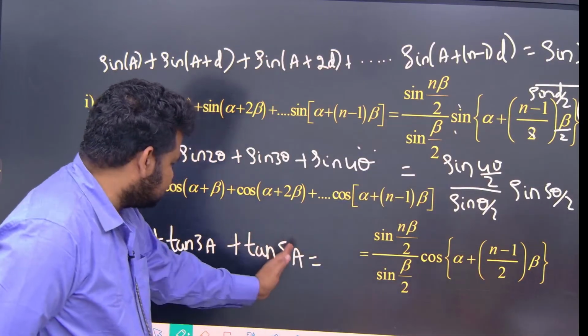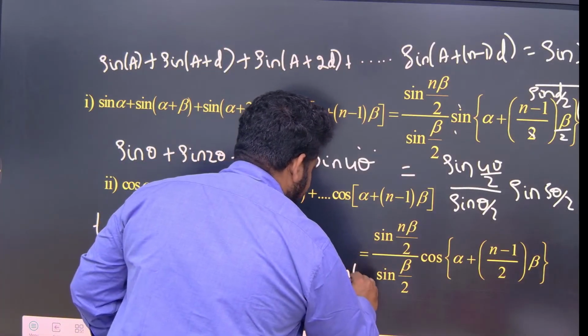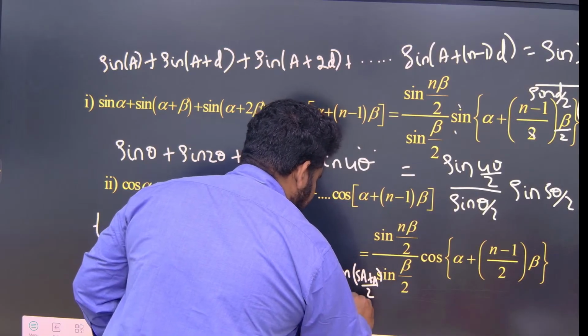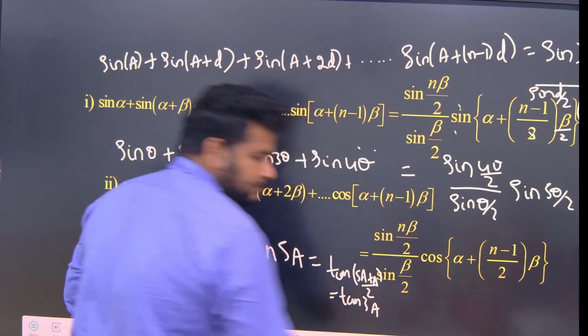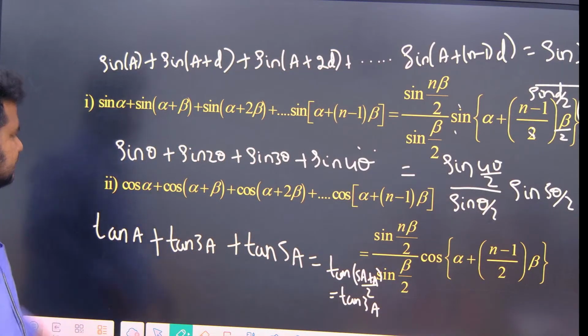So what you will do? This one plus this one, you will add and divide by 2. So you will write what? Tan of 5a plus a by 2, that is tan 6a by 2, that is 3a. The answer is what? Tan 3a. Clear? The answer is what? Tan 3a.